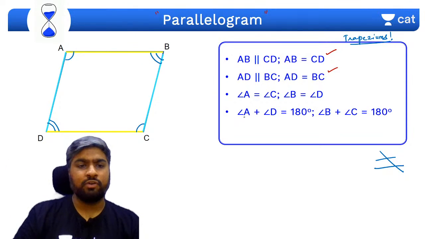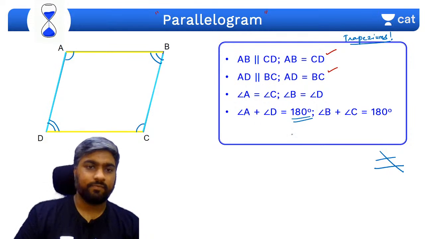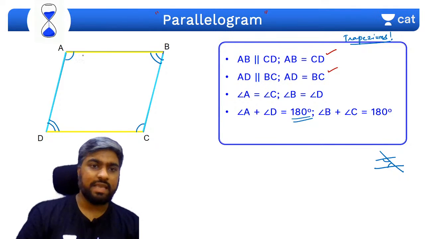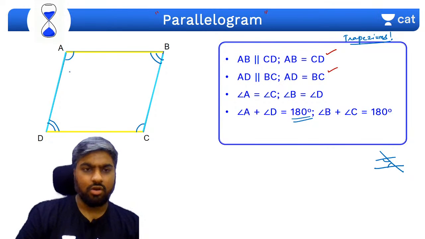And what do you have? If you pick up any two adjacent angles, they will always be supplementary. Yes, you can pick that up from here. So the sum of this angle will always be equal to 180. Why? Big angle, small angle, right? The same logic applies here. Big angle, small angle. Got it?